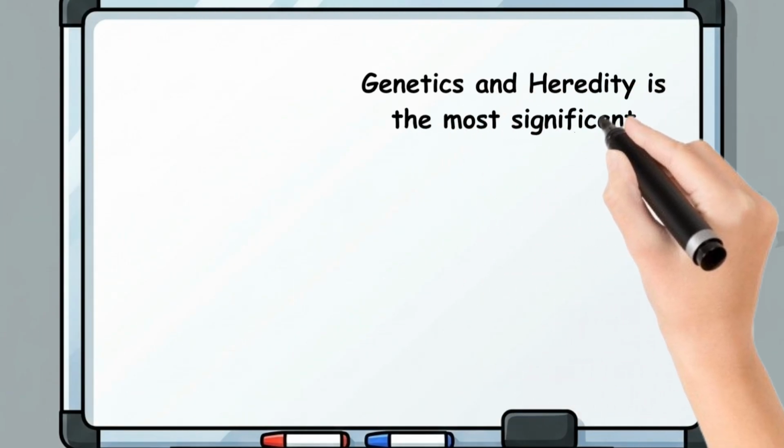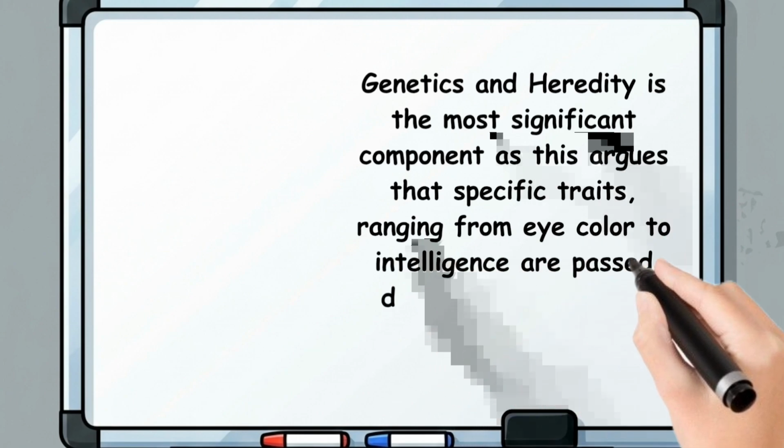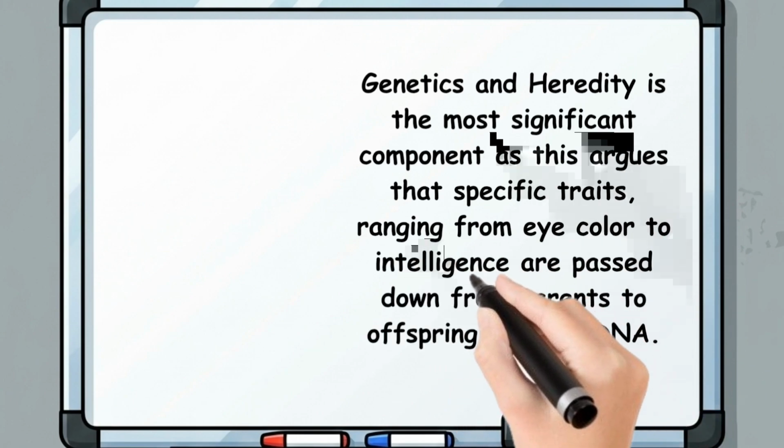Genetics and heredity is the most significant component, as this argues that specific traits, ranging from eye color to intelligence, are passed down from parents to offspring through DNA.